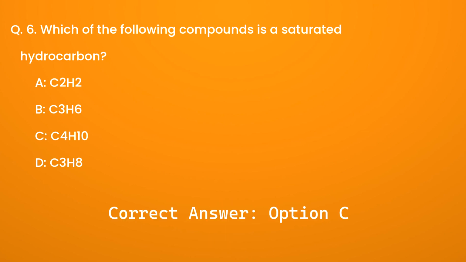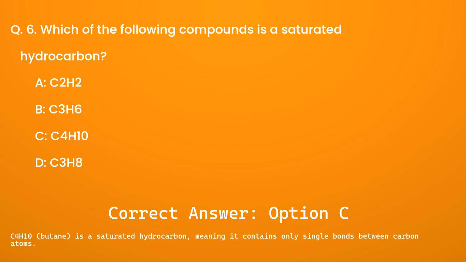The correct answer is option C, which is C4H10. C4H10, butane, is a saturated hydrocarbon, meaning it contains only single bonds between carbon atoms.